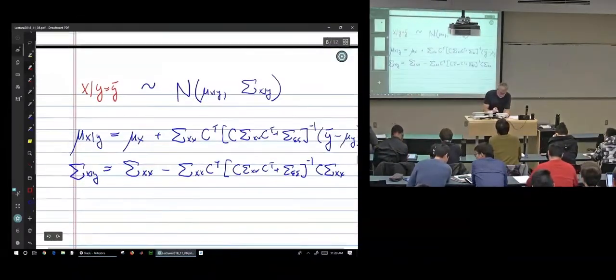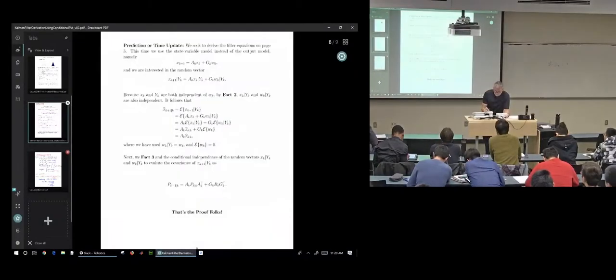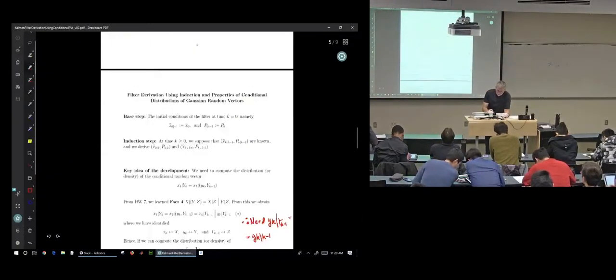Okay, so let's look at the Kalman filter in our remaining moments.